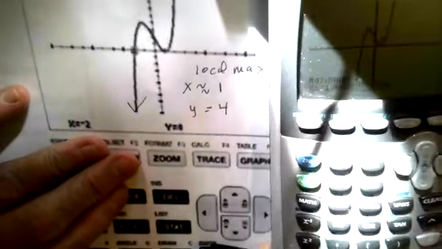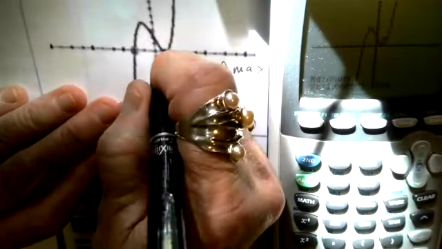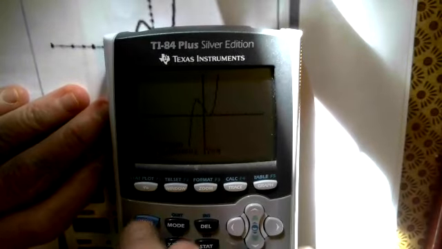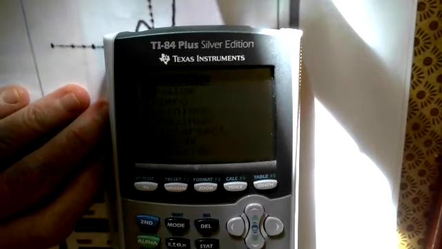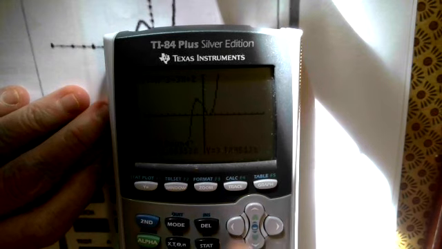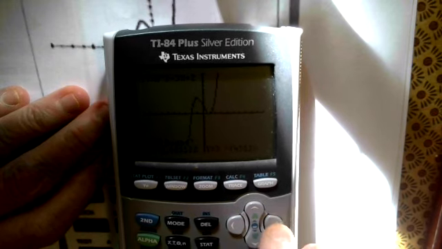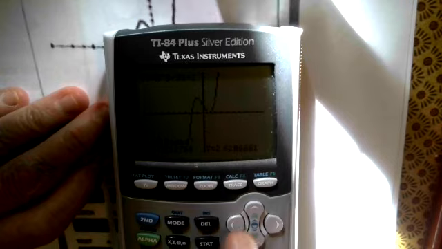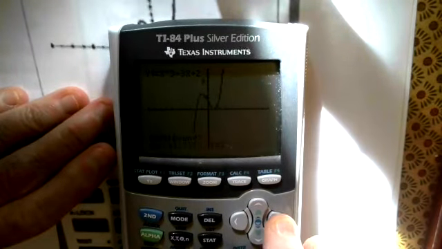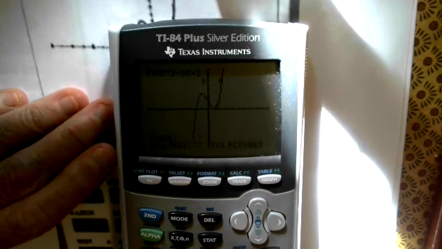Okay, then the local min, let's try to find it. So we'll go second function calc again, and we'll go to the minimum, and then it wants us to be to the left of it. So I went too far really to the left. Let me just go back over here. Okay, that's to the left, and then it wants me to be to the right, and then a guess.